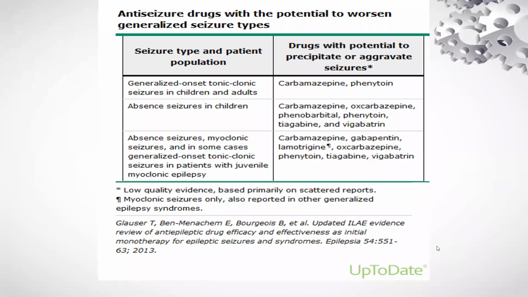In patients with juvenile myoclonic epilepsy, absence seizures, myoclonic seizures, and sometimes GTCs also can be precipitated by carbamazepine, phenytoin, oxcarbazepine, and interestingly, lamotrigine can precipitate myoclonic seizures in patients with JME. Lamotrigine is one of the drugs of choice for JME, especially in female patients of childbearing age group, because in these patients we cannot use sodium valproate, and lamotrigine can precipitate myoclonus also in these patients.